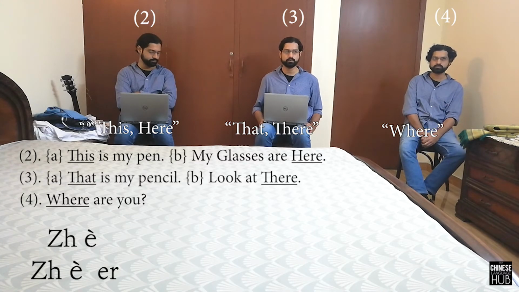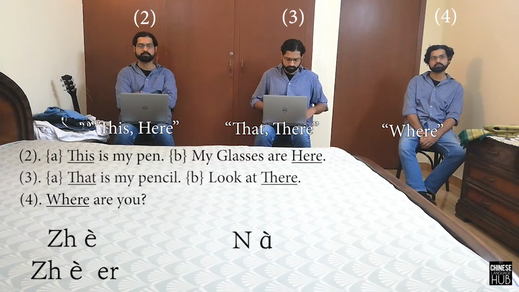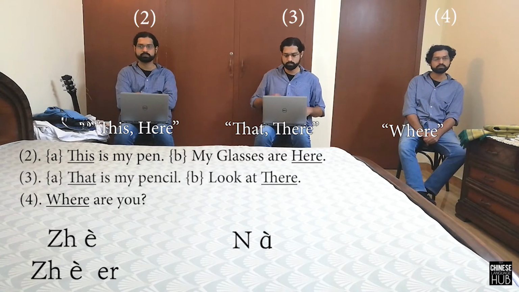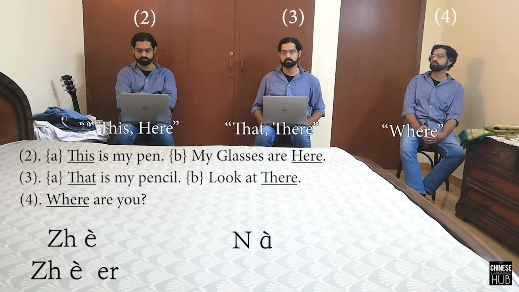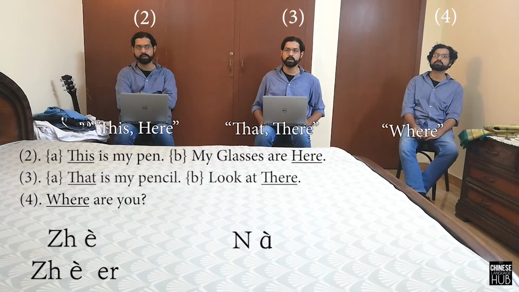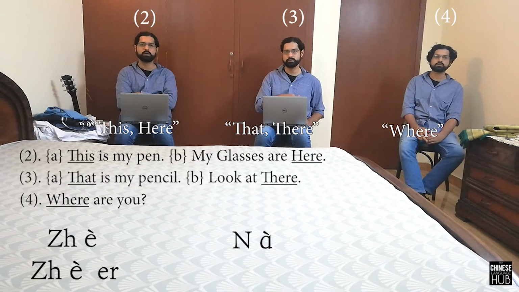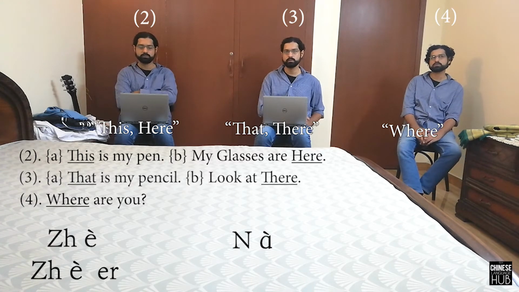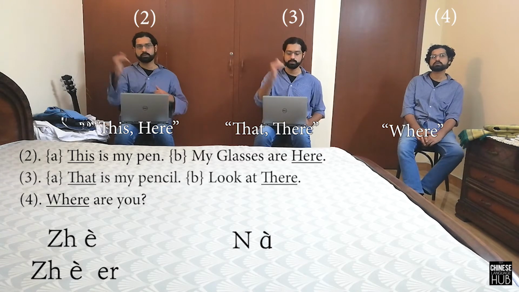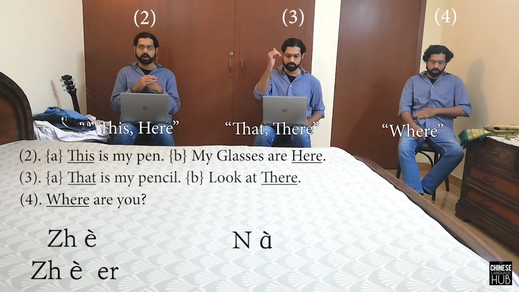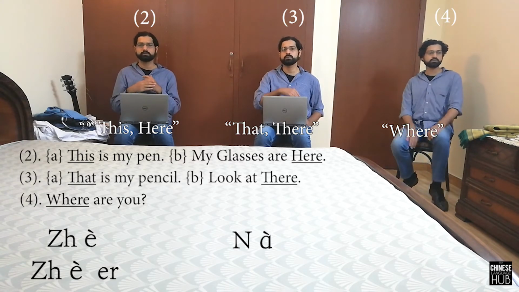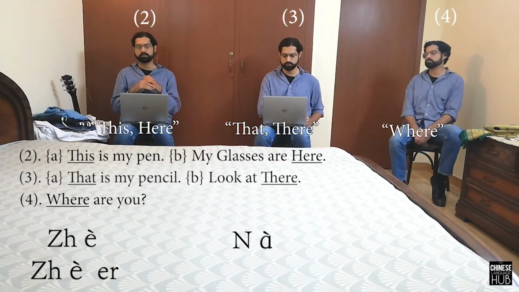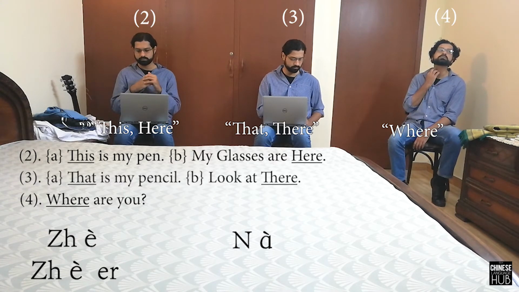Now the pinyin for the Chinese word that is N-A. Look at the tone above the letter A. It is the same tone that is on the letter E of ch. We are going to pronounce it as na. Repeat it after me. Na.